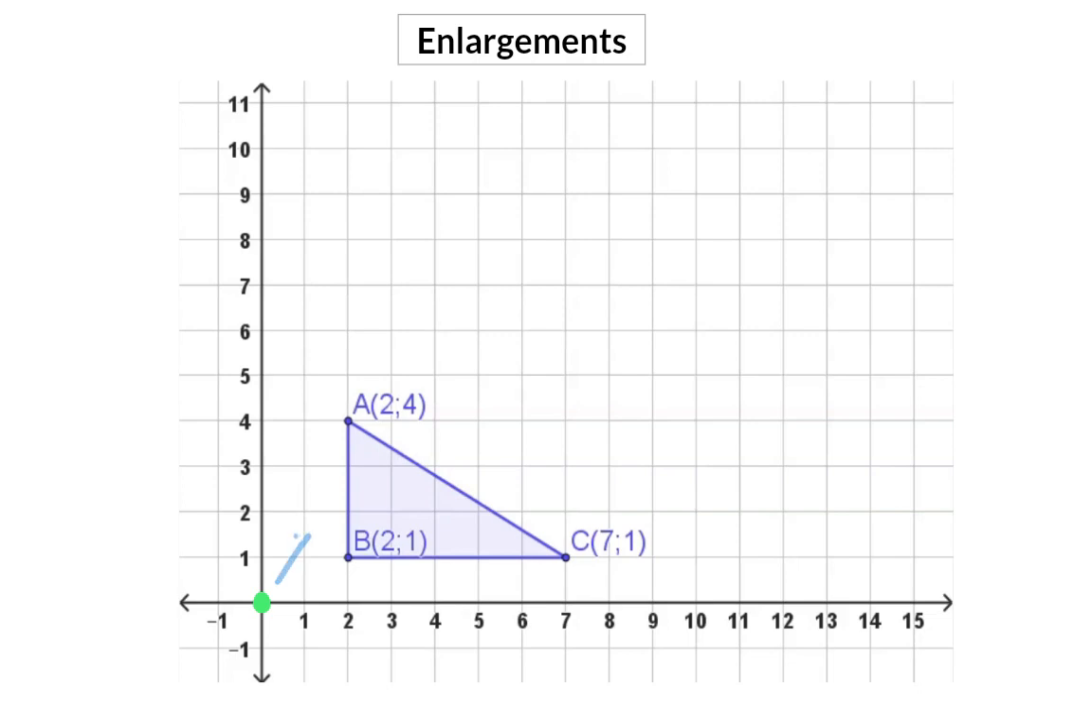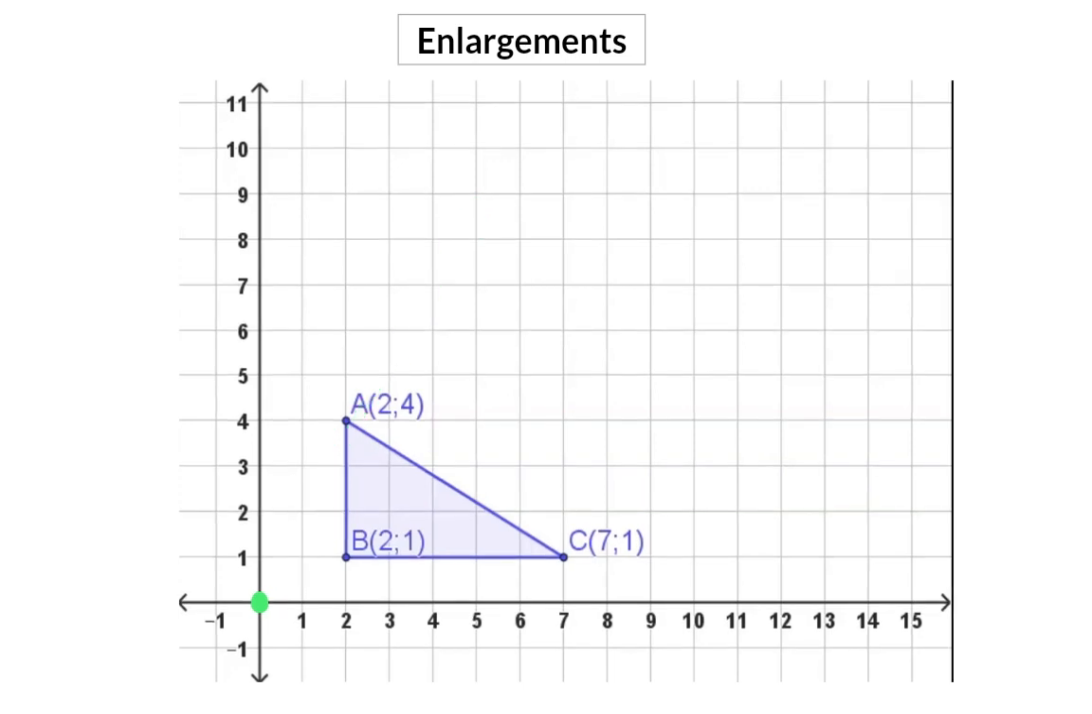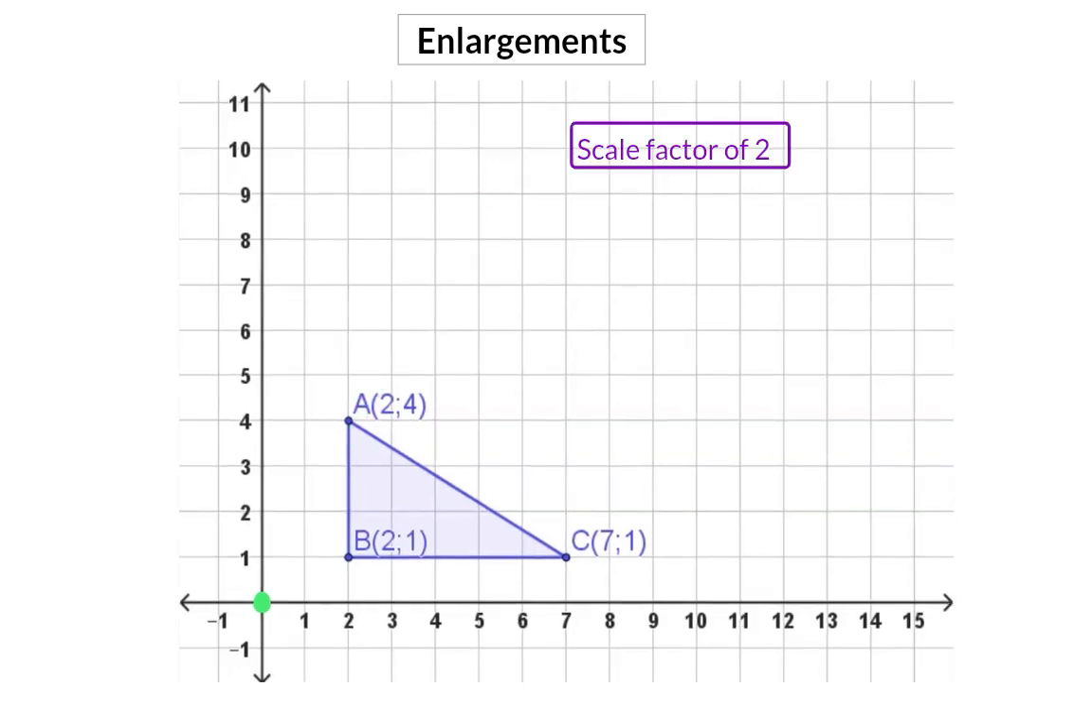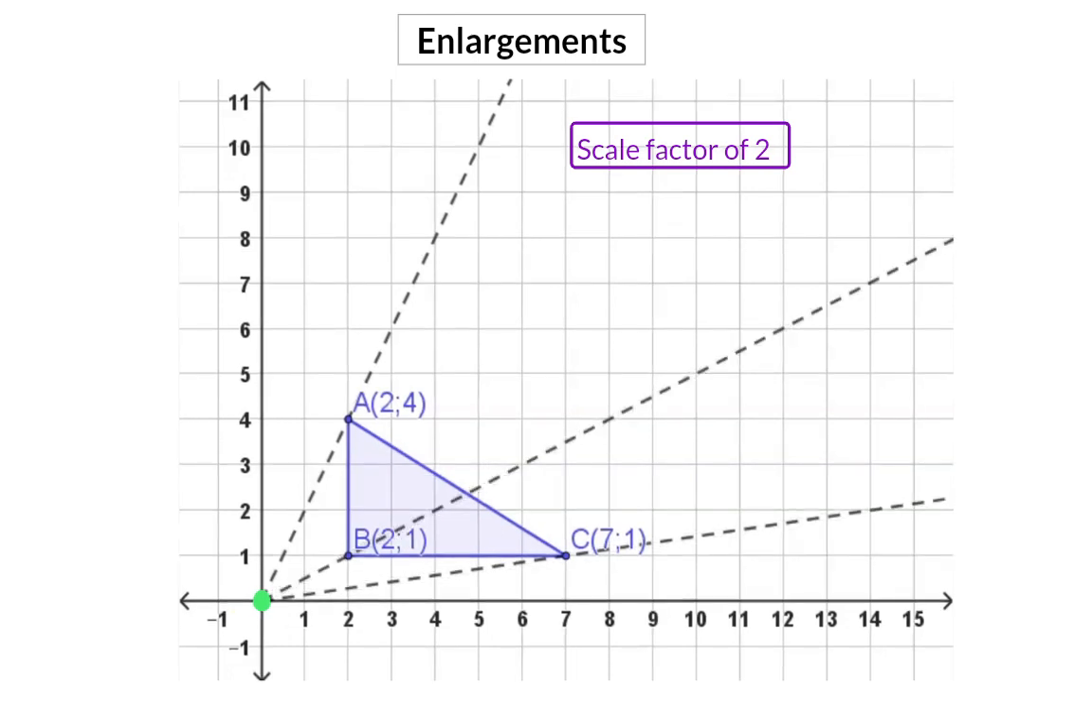This means that the shape will be expanded or stretched out in all directions from the origin. So when we enlarge a shape, its vertices will move further away from the origin, and when we reduce a shape, it will move closer to the origin. So for example, if we want to enlarge this triangle by a scale factor of 2, we know that from the origin, in line with each of these vertices, we will move the triangle further away from the origin.